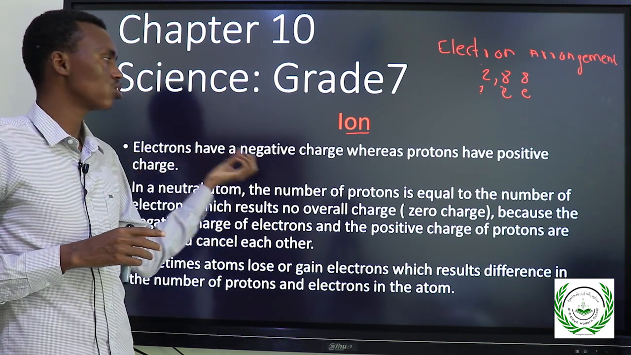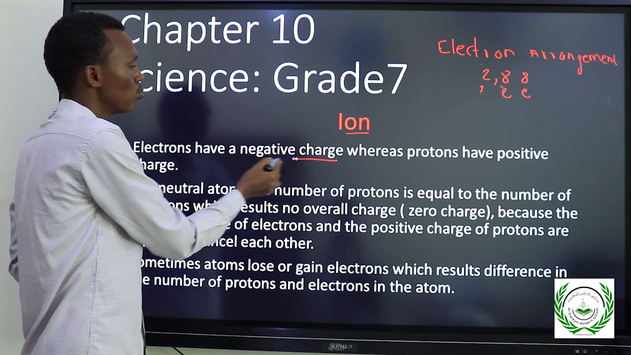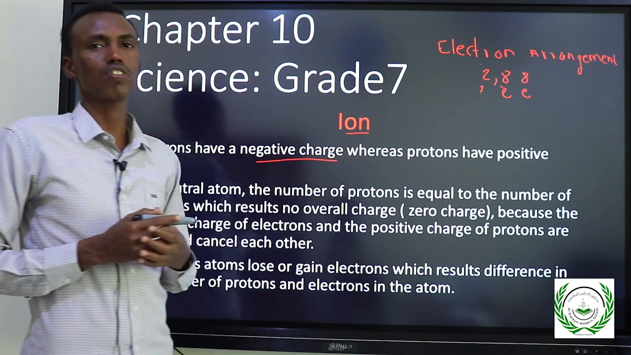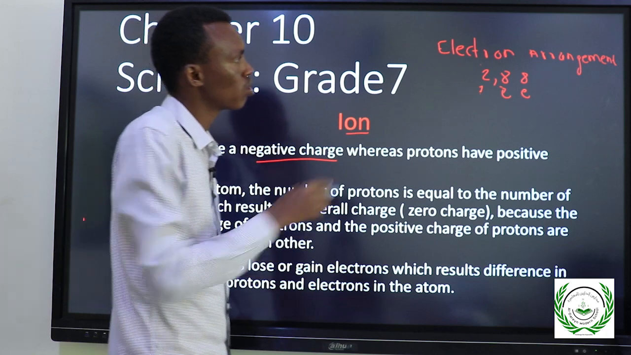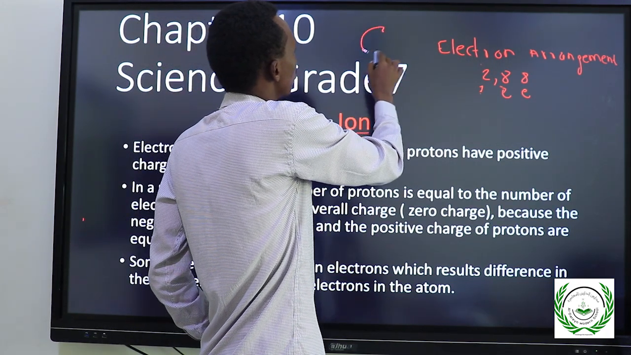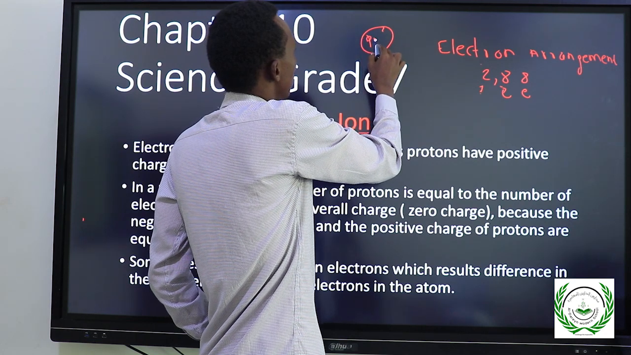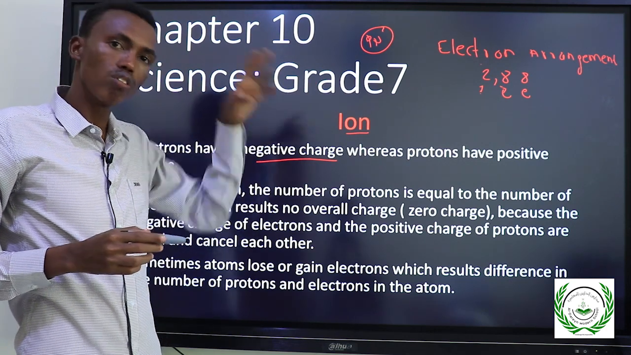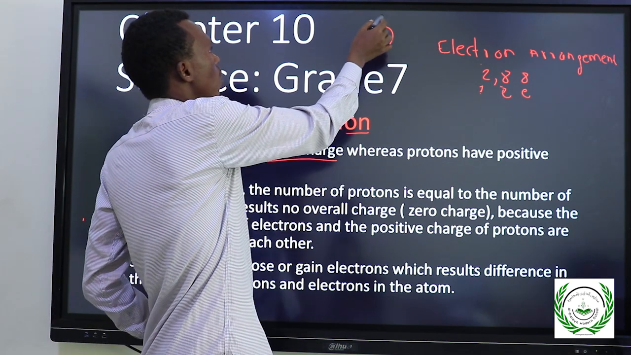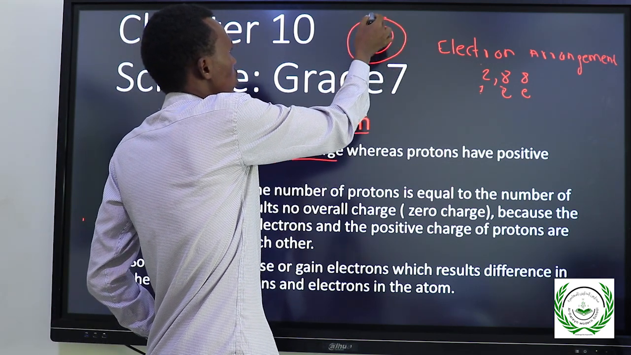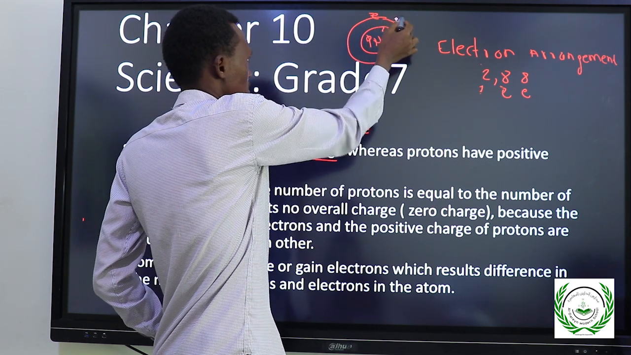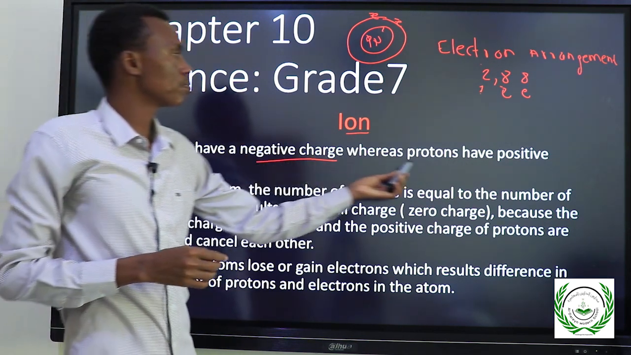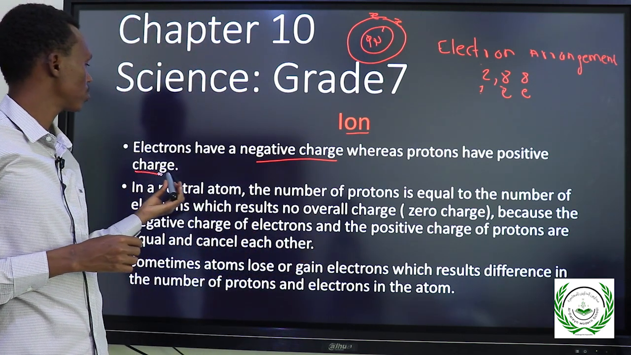So electrons have a negative charge, where protons have positive charge. So in other words, for example, when we talk in this lesson, you see the protons and the neutrons, they are in the nucleus. Okay, so neutrons and protons are in the nucleus, and around the nucleus are the shells or orbitals. So electrons are found around the nucleus. Okay, so electrons have a negative charge, whereas protons have a positive charge.